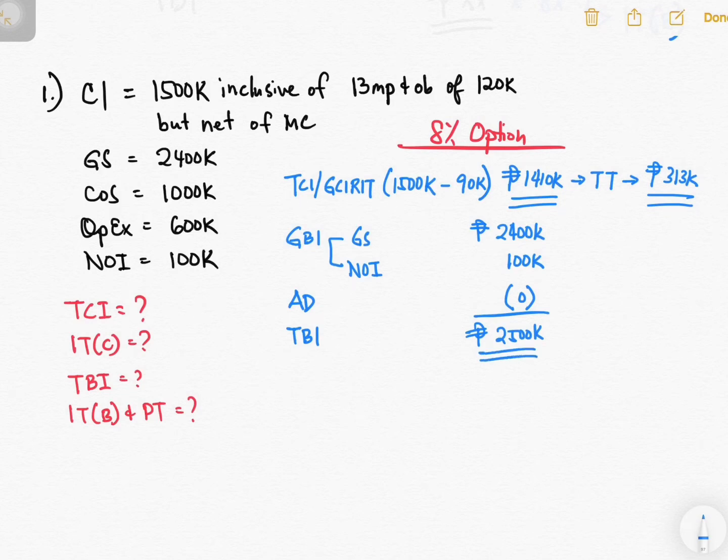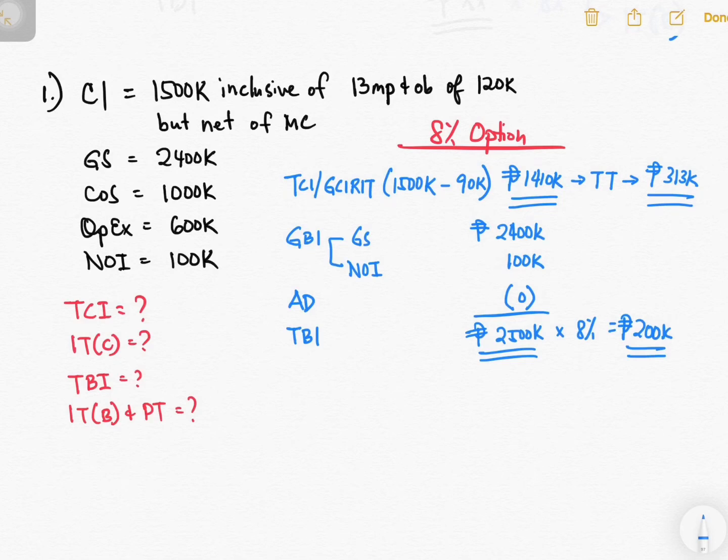And to get the last requirement, multiply the base by 8%. The answer here is 200,000, and this is the payment for two things: the income tax on business and also the percentage tax.